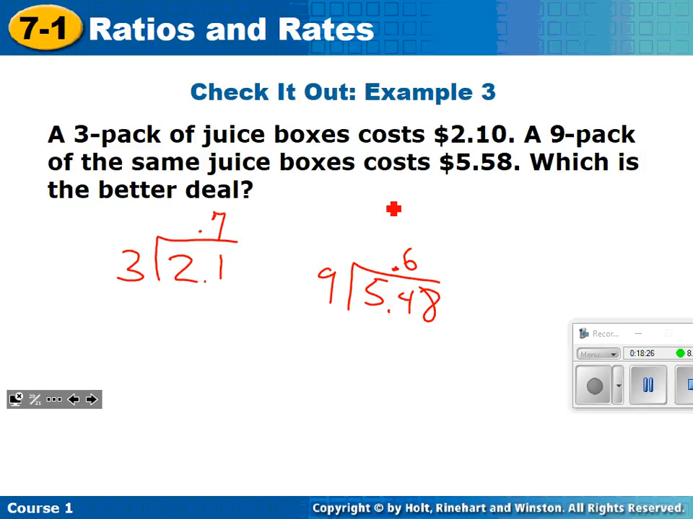I don't have to do any more math. I'm done, because I can answer the question already. I know that this is 70 cents, and I know that this is 60-something. Even if it's all the way up to 69 cents, it's still less. So I don't even have to do any more math. Which is the better deal? The 9-pack is going to be the better deal.